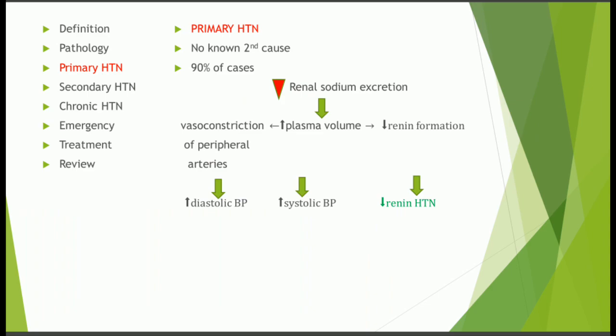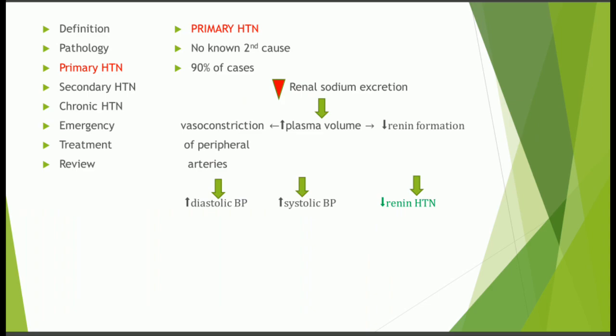Primary hypertension. It is an idiopathic hypertensive disorder with no known secondary cause and is prevalent in 90% of cases. It is mainly due to decreased renal sodium excretion, which results in increased plasma volume due to increased sodium and water reabsorption, resulting in increased systolic blood pressure. The increase in plasma blood volume results in decreased renin formation, leading to decreased renin hypertension. Hence, it is a hypertensive disorder with decreased renin, which is very high yield.